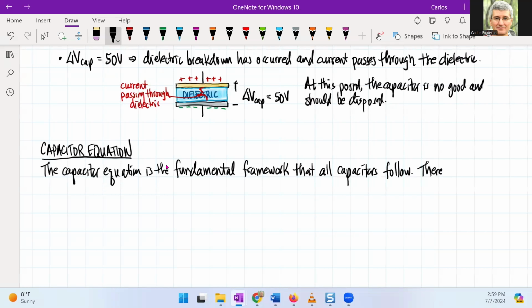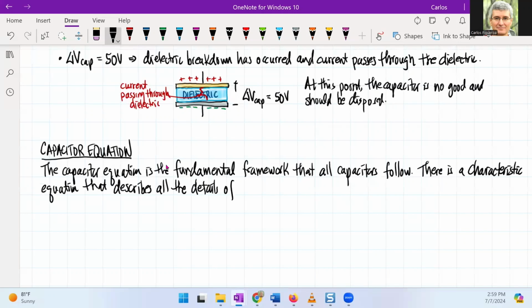There is a characteristic equation that describes all the details of a capacitor. This is called its capacitance. But it follows a different equation, and we'll talk about that in the next lecture.